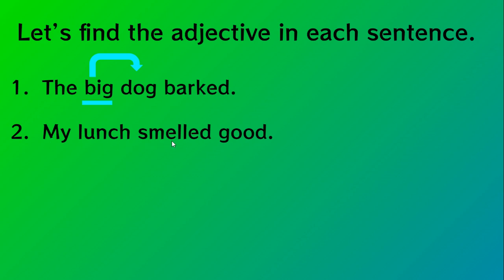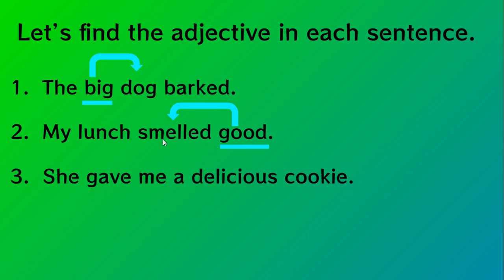Number two, my lunch smelled good. What is the describing word in there? Good is describing. Now, this one is a little bit tricky because we know that lunch is a noun, but what we're describing and saying is good is the smell of that lunch. Okay, that's what's good. So, good is the adjective and it's describing the smell of the lunch.